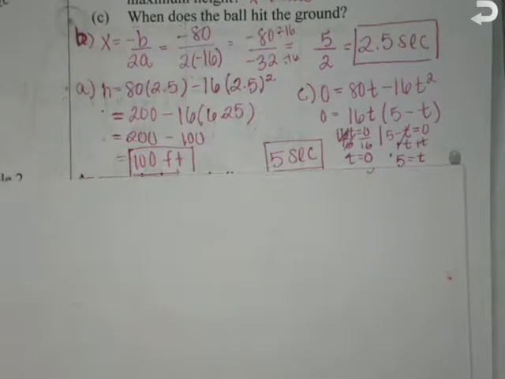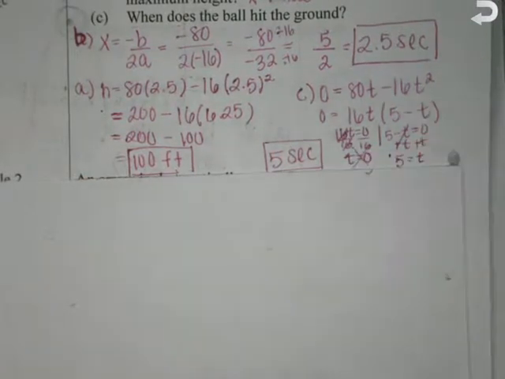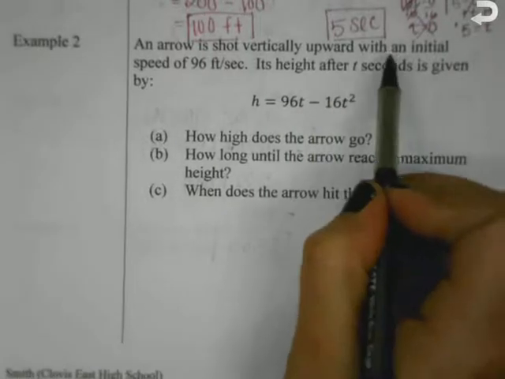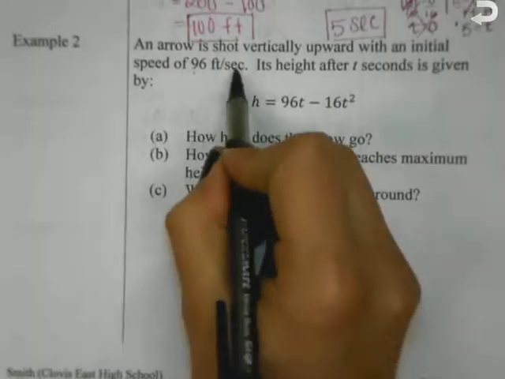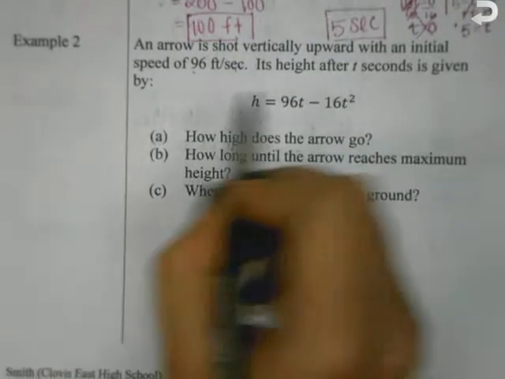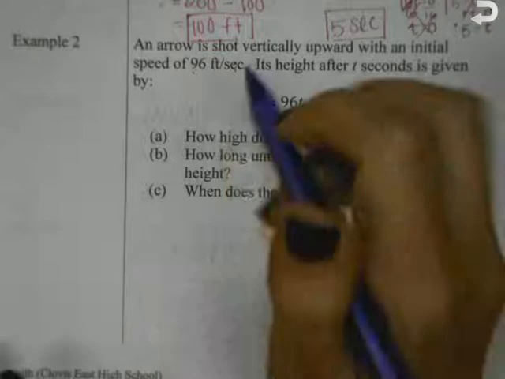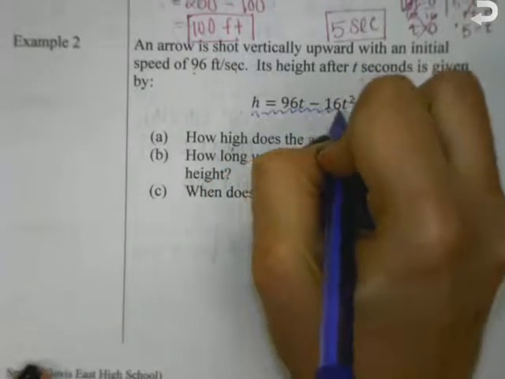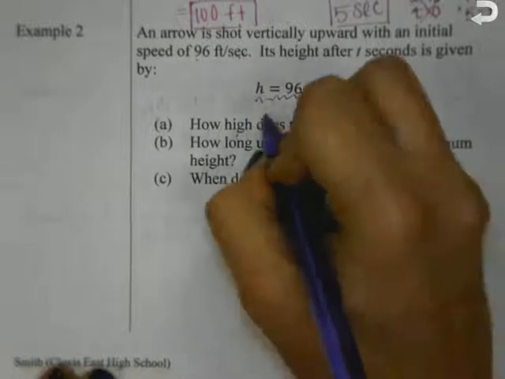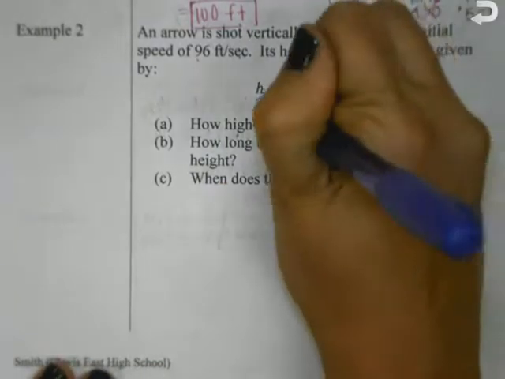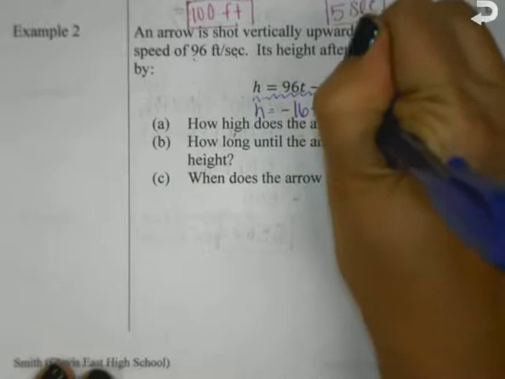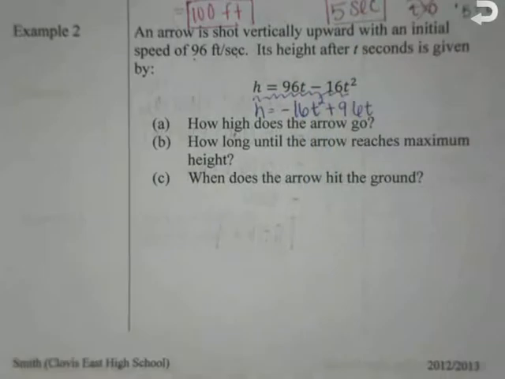In example 2, we're shooting an arrow upward with initial speed of 96 feet per second. The height after t seconds is given by this equation: h equals negative 16t squared plus 96t. Now this does not look like what we wanted it to. Usually we have the squares in front, so I'm just going to rewrite it so that it helps us later when we're looking at a's and b's for the x value. And then part A asks, how high does the arrow go?